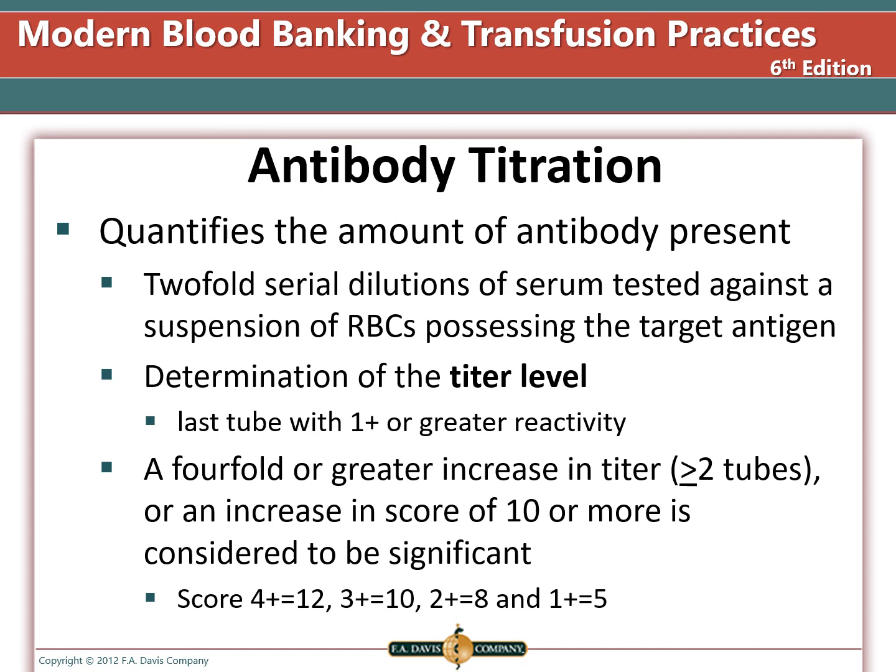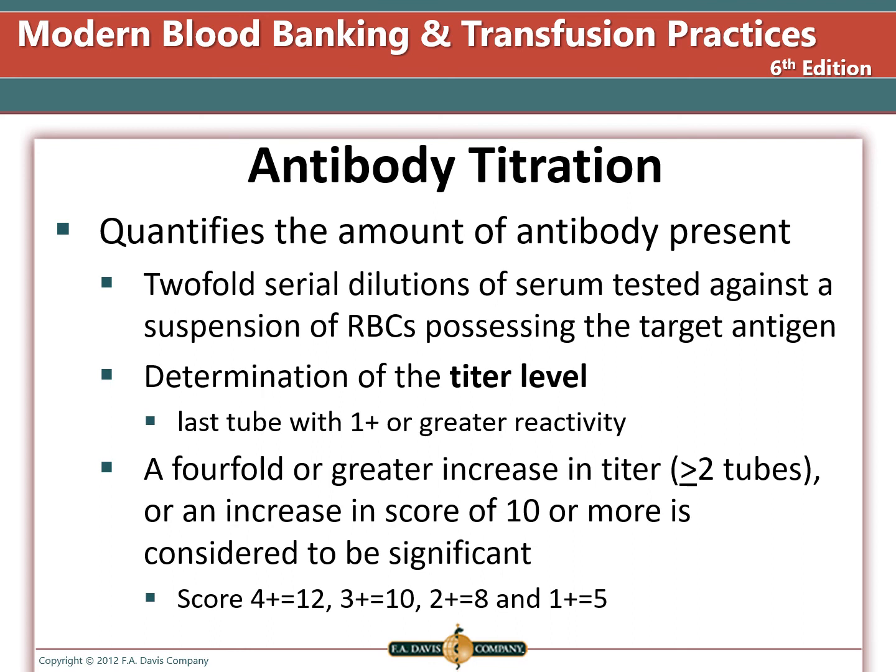An antibody titer can tell us the amount of antibody that is present, and if we perform this test over time, we can see if the amount of antibody is increasing, decreasing, or remaining the same. We usually do this via a serial dilution of serum tested against red blood cells that possess the targeted antigen. We determine the titer level as the last tube with 1+ or greater reactivity. If there is a 4-fold or greater increase in titer or an increase in score of 10 or more, this is a significant change. A 4-fold or greater increase is if you increase by 2 tubes in the serial dilution.